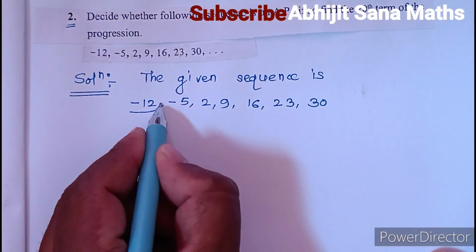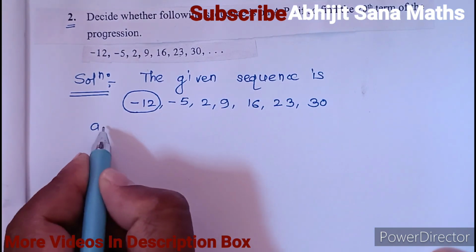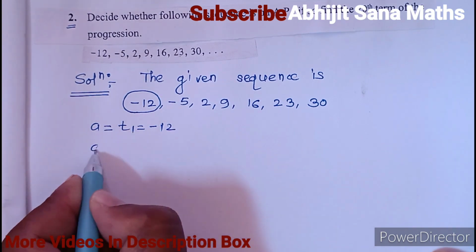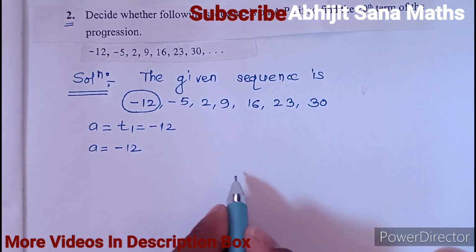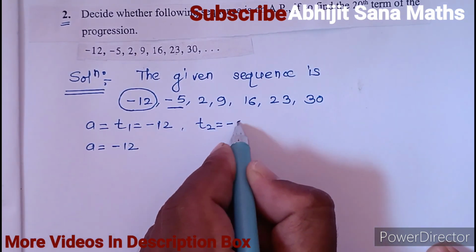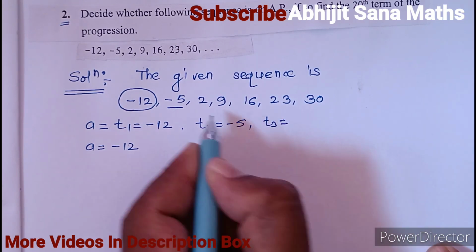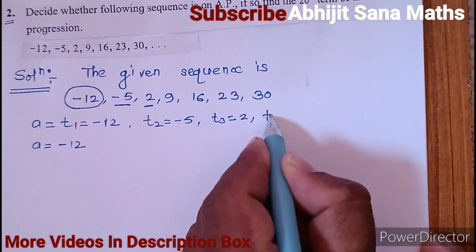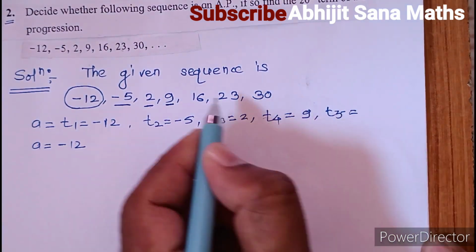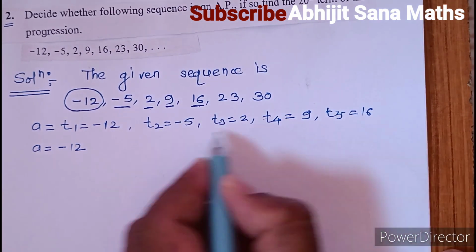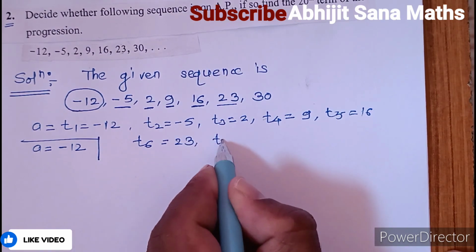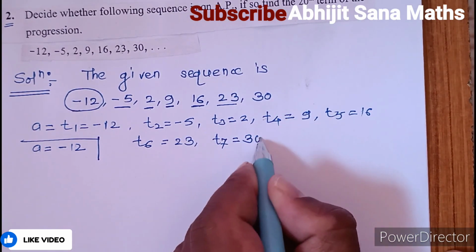Here the value of the first term, that is t1, equals a, which is equal to minus 12. Means the value of a is also minus 12. Now the second term, t2, equals minus 5, t3, the third term, is 2, t4, the fourth term, is 9, t5, the fifth term, is 16, t6, the sixth term, is 23, and t7, the seventh term, is 30.